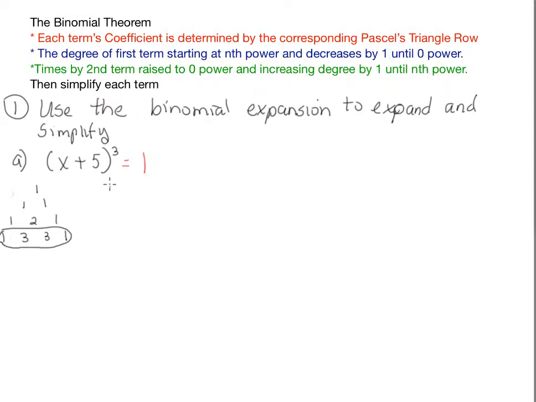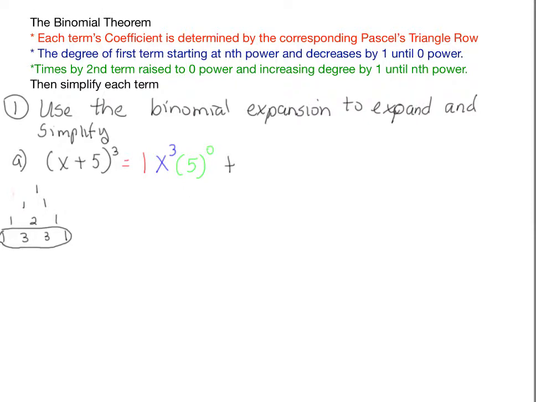So that makes my first term x, so this will be x cubed. And then in the green, we have times by the second term raised to the 0 power and increase the degree by 1 until I get to my nth degree, which in this case is the 3. So that's going to be 5 to the 0 power. Okay, plus now I move on to my next term.